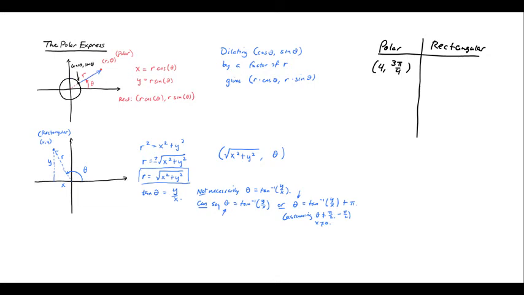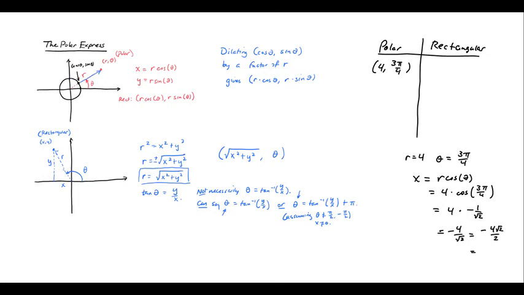Okay, if I'm given r equals 4 and theta equals 3 pi over 4, that's an angle in the second quadrant. It's like directly northwest, if you like thinking of it that way. I can use my formulas. X equals r cosine of theta, so I get 4 times cosine of 3 pi over 4. Cosine of 3 pi over 4 is negative 1 over root 2. So that's negative 4 over root 2, which I can change into negative 2 root 2.